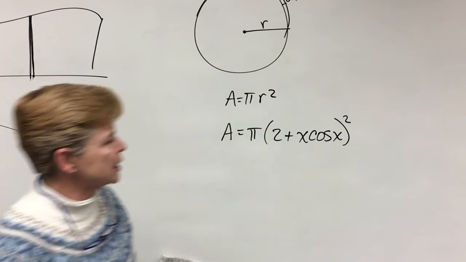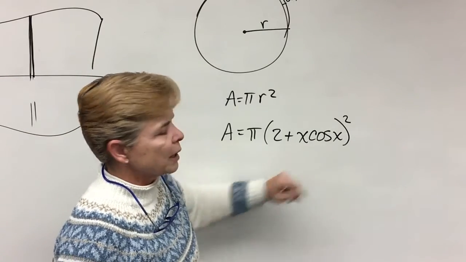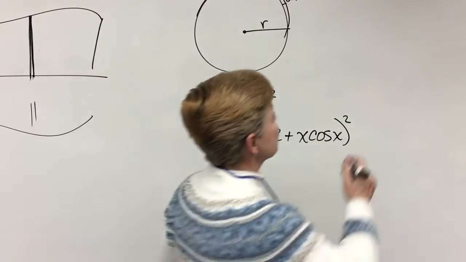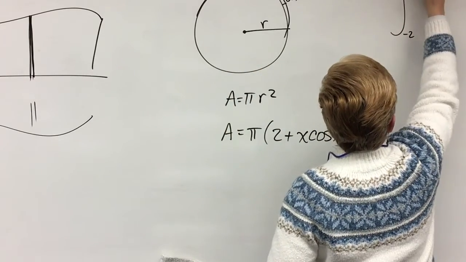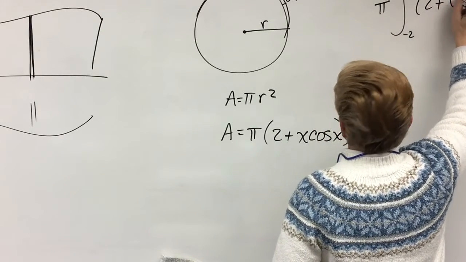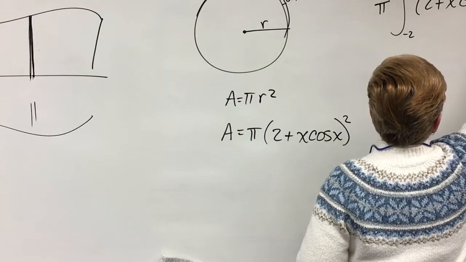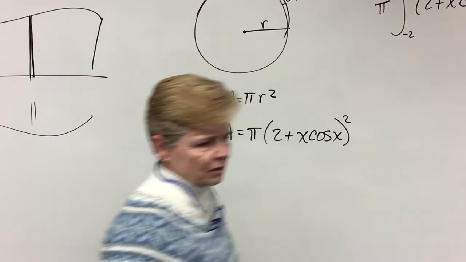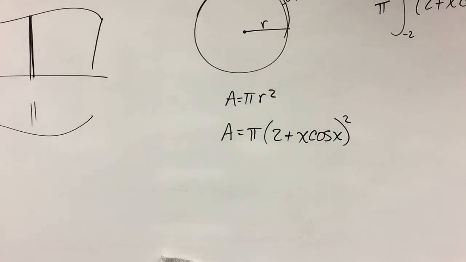Now that might be a little difficult to integrate by hand. You would have to FOIL this out, distribute a pi, and integrate each piece. Calculator will handle this beautifully. This is the integral that it will be. You will integrate from negative 2 to 2. Do you see that? And it will be pi times 2 plus x cosine x squared dx. That's the thickness of the circle. This is the area of the circle. Well, this is the area of the circle with the pi, but pi is constant, so I pulled it out. And then you grab your calculator and do it. That's called the disk method, because what I pulled out of there was a disk. So, solid circle.